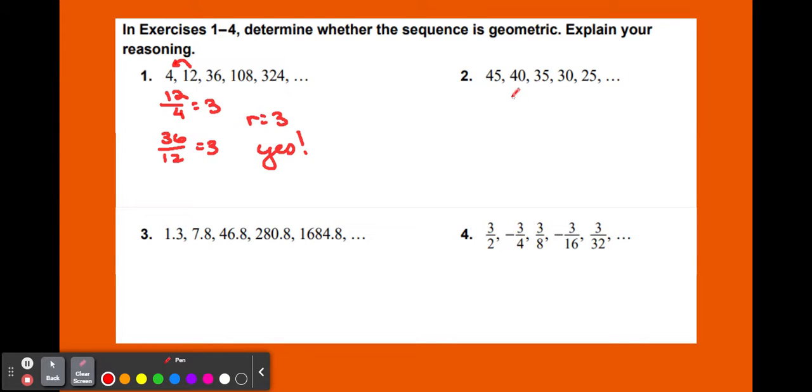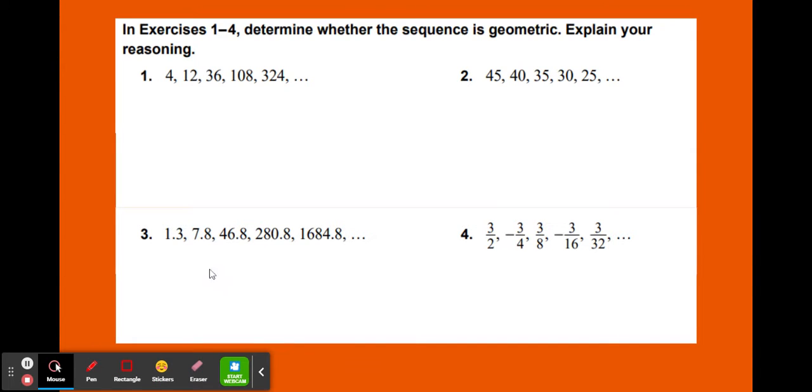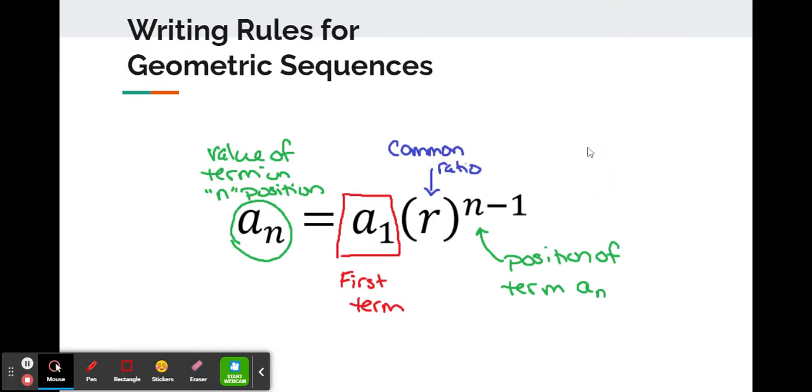Now in number 2, if I was to set this up, 40 over 45, well, that's 8/9. 35 over 40, that's 7/8. So right away, I know this is not geometric. Okay. And again, you could probably even have clearly seen that it was just decreasing by 5, or subtracting 5 each time. Okay. And we'll go through more of those in class. You're just going to see if I divide them, do I indeed end up with the same ratio?